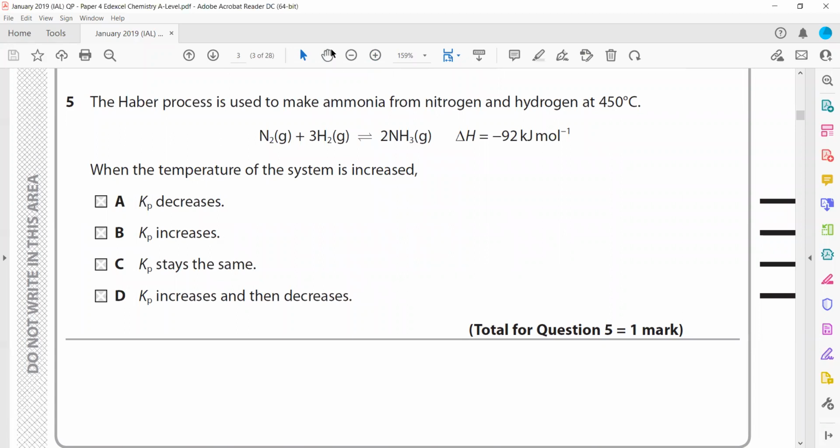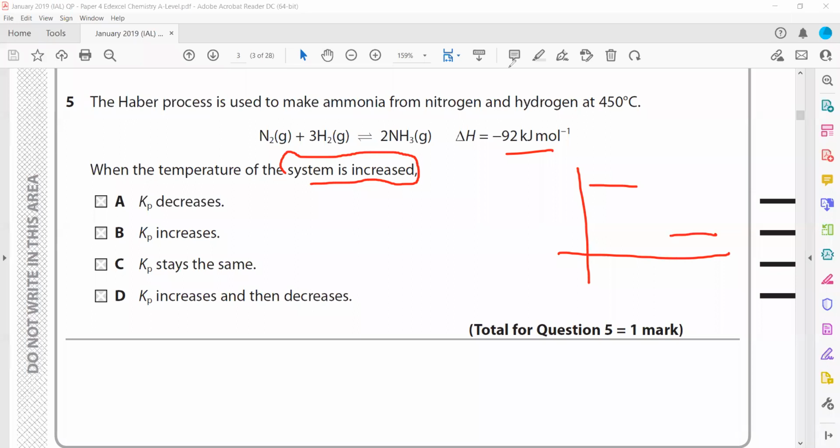Sorry, Kc or Kp does not depend on change in concentration. It is temperature dependent. So when the temperature in the system is increased, what will happen, because the reaction is exothermic? Exothermic reactants will have high energy and the product will have low energy. So N2 and 3H2 will have high energy and 2NH3 will have low energy.